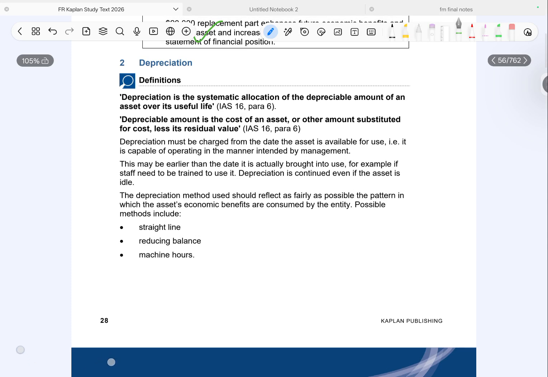So if maybe an asset is built, it's ready, but we have not started using it yet, that doesn't mean we will not charge depreciation. Depreciation will be charged from the day it's available for use. Maybe a machine is built up, but we have not yet started our manufacturing process. That doesn't mean we're not going to charge depreciation for it. If it's ready, if it can be used from today onwards, we are going to start charging depreciation for it. We are not going to wait for anyone.